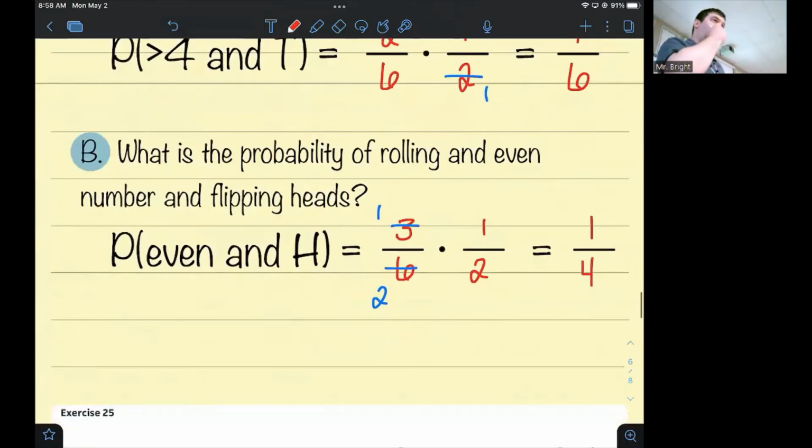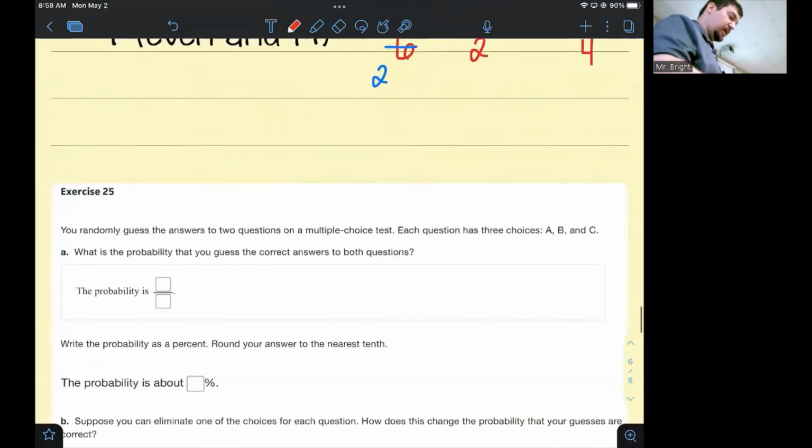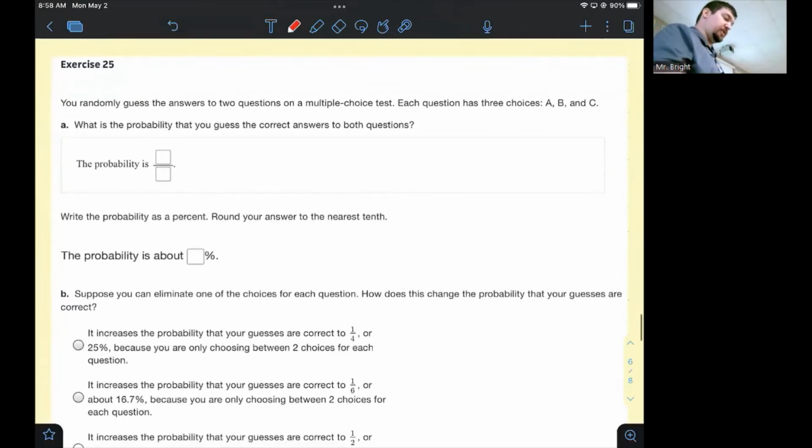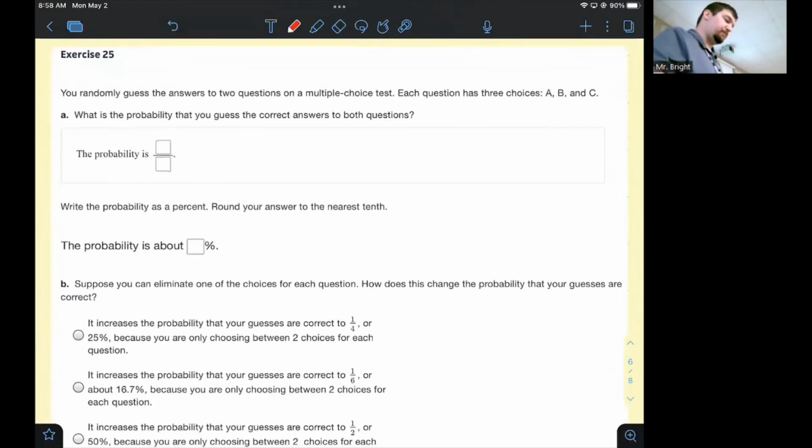And that's the lesson. We have some time. We can look at some homework questions. I've got a couple of them on here for you. And the first one I have on here is tonight's homework number 25. It says, you randomly guess the answers to 2 questions on a multiple choice test. I can't imagine you ever doing that. You study, right? You don't guess on answers.